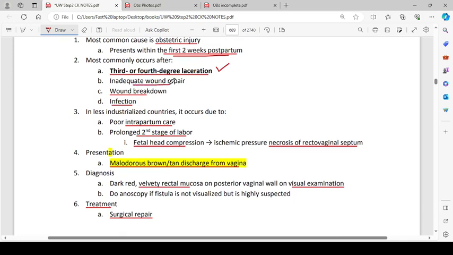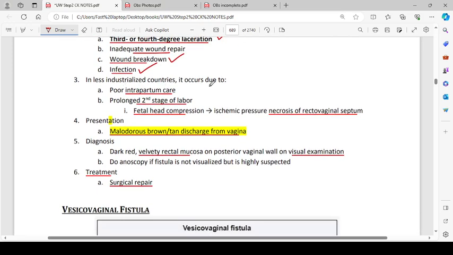Okay, inadequate wound repair, wound breakdown, and infection. In less industrialized countries, it occurs due to poor intrapartum care, prolonged second stage of labor, fetal head compression, ischemic pressure, that is necrosis over the rectovaginal septum.